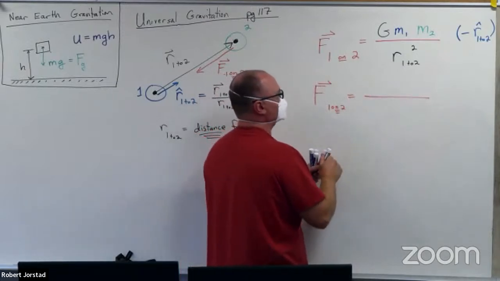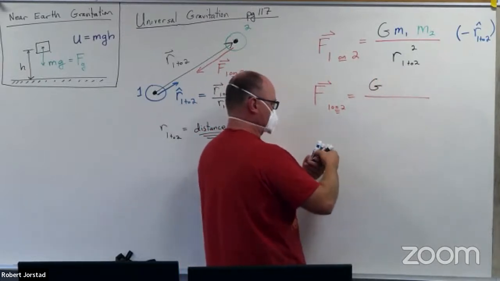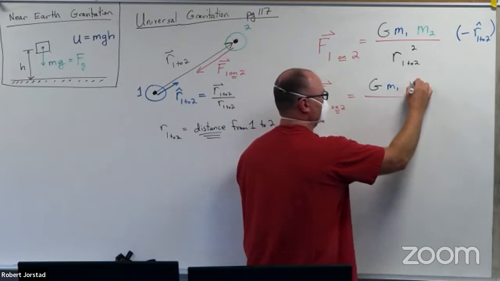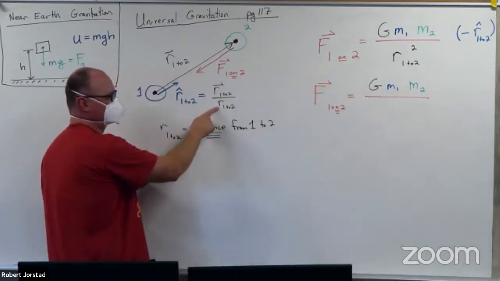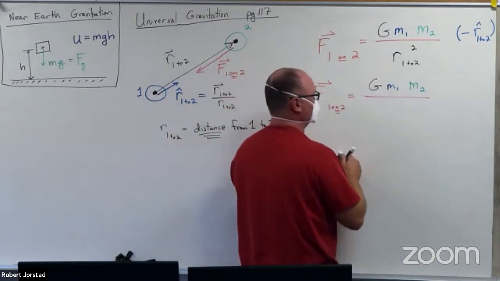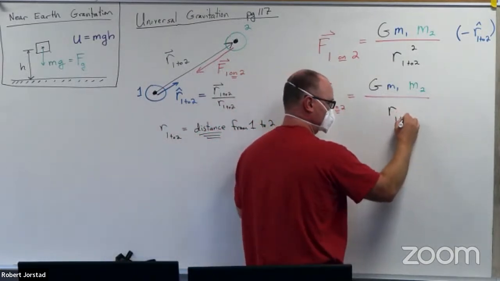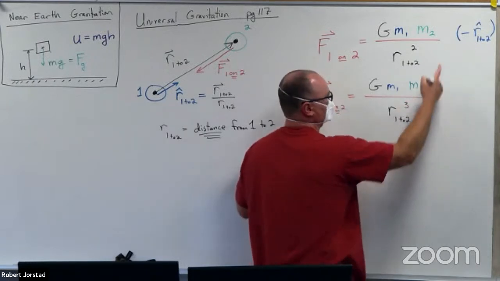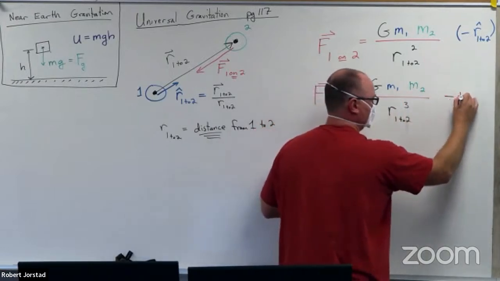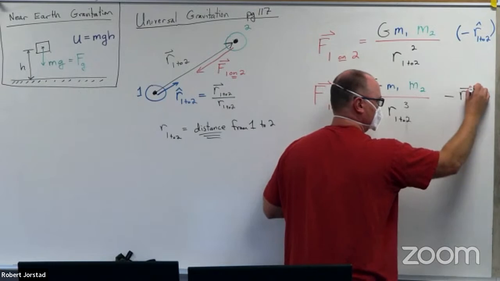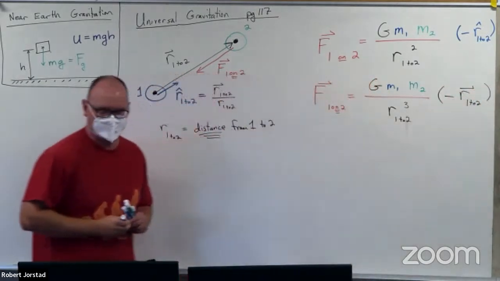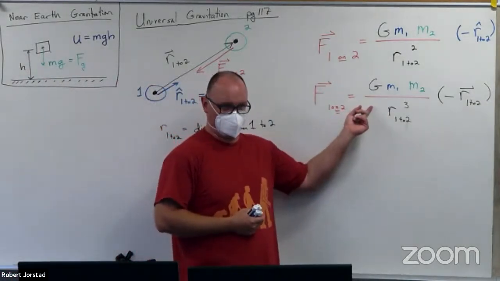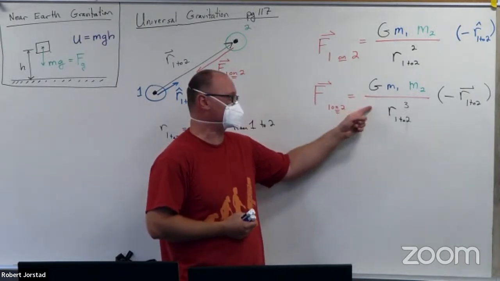There'd be a constant. There'd still be the two masses. But now when I plug that in, I'm getting an R1 to 2 cubed in the basement. And I get a negative vector, not a hat vector. In practice, this ends up being easier, certainly in tomorrow's lab, but in a lot of physics questions as well.